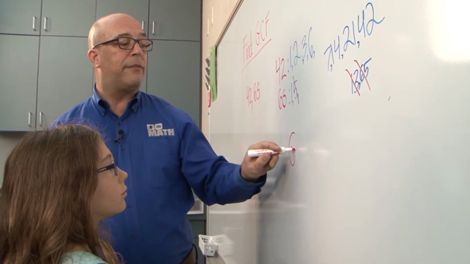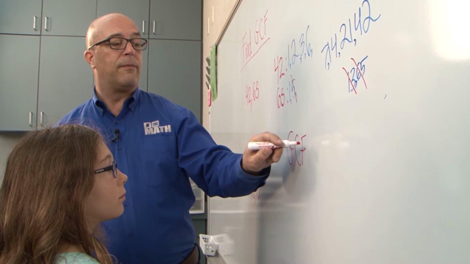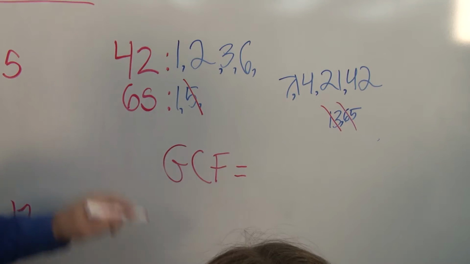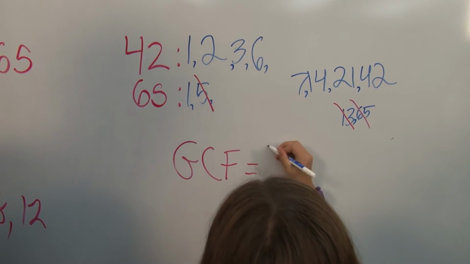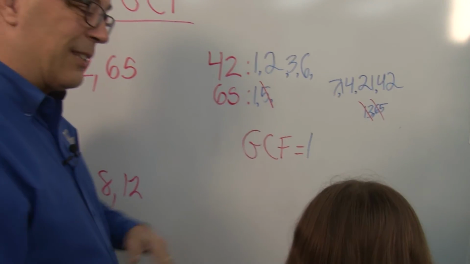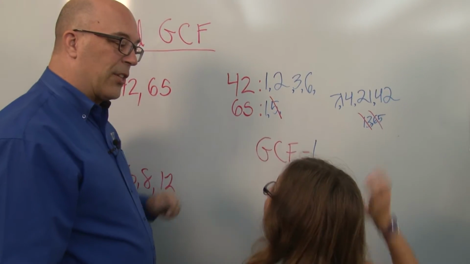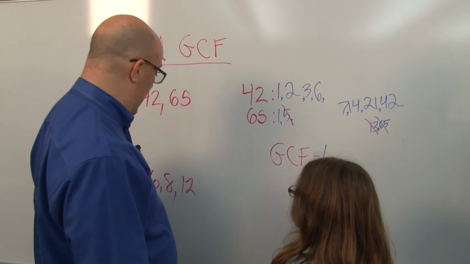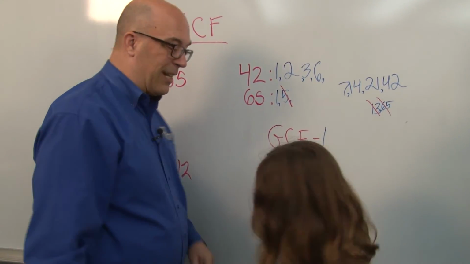So the greatest common factor is going to be what? 1. All right, go ahead and put a 1 up there. There you go. Bethany, nicely done. Because you did that so well, I'm going to let you go off on the side and work on these ones, all right? Okay. All right. Nicely done.